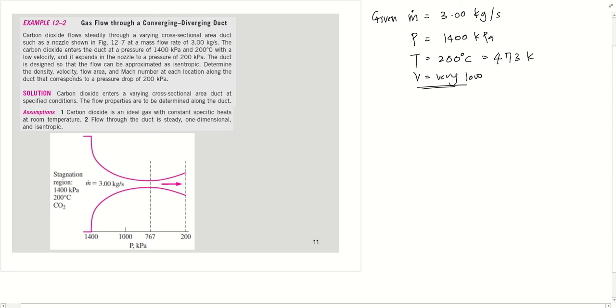Determine the density rho, velocity, area, and Mach number at each location along the duct that corresponds to a pressure drop, delta P, equal to 200 kilopascal. So now you have this nozzle, considered as a nozzle with m dot equal to 3 kilograms per second.